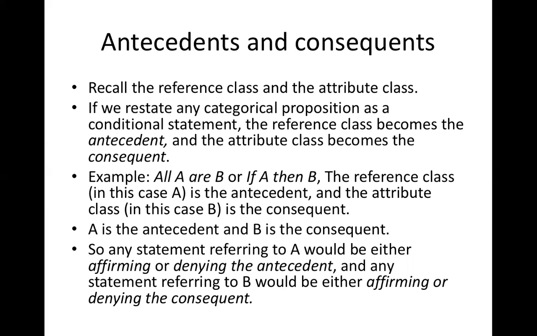So whether the major premise is in categorical form or in conditional form, the first part is the antecedent, the second part is the consequent. Even if you converted it to conditional, the part that starts with if, which is the first part, is the antecedent. And the part that starts with then, which is the second part, is the consequent. Now, antecedent means whatever comes before, and consequent means whatever comes after.